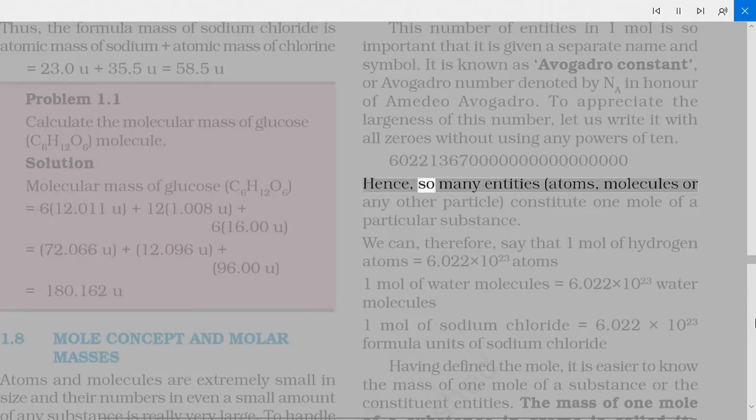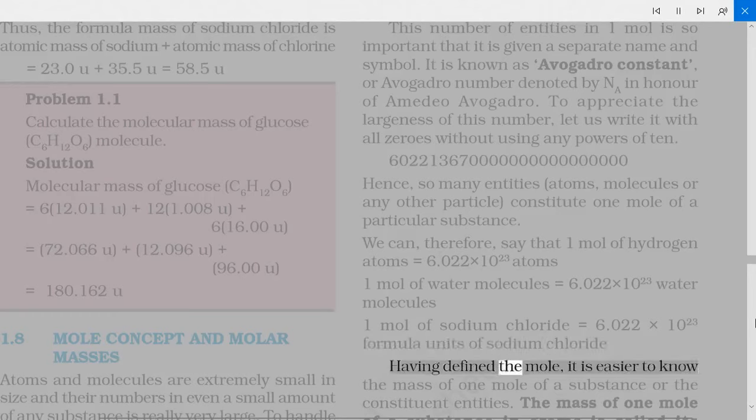602213670000000000. Hence, so many entities, atoms, molecules or any other particle, constitute 1 mole of a particular substance. We can, therefore, say that 1 mole of hydrogen atoms is equal to 6.022 × 10^23 atoms. 1 mole of water molecules is equal to 6.022 × 10^23 water molecules. 1 mole of sodium chloride is equal to 6.022 × 10^23 formula units of sodium chloride.